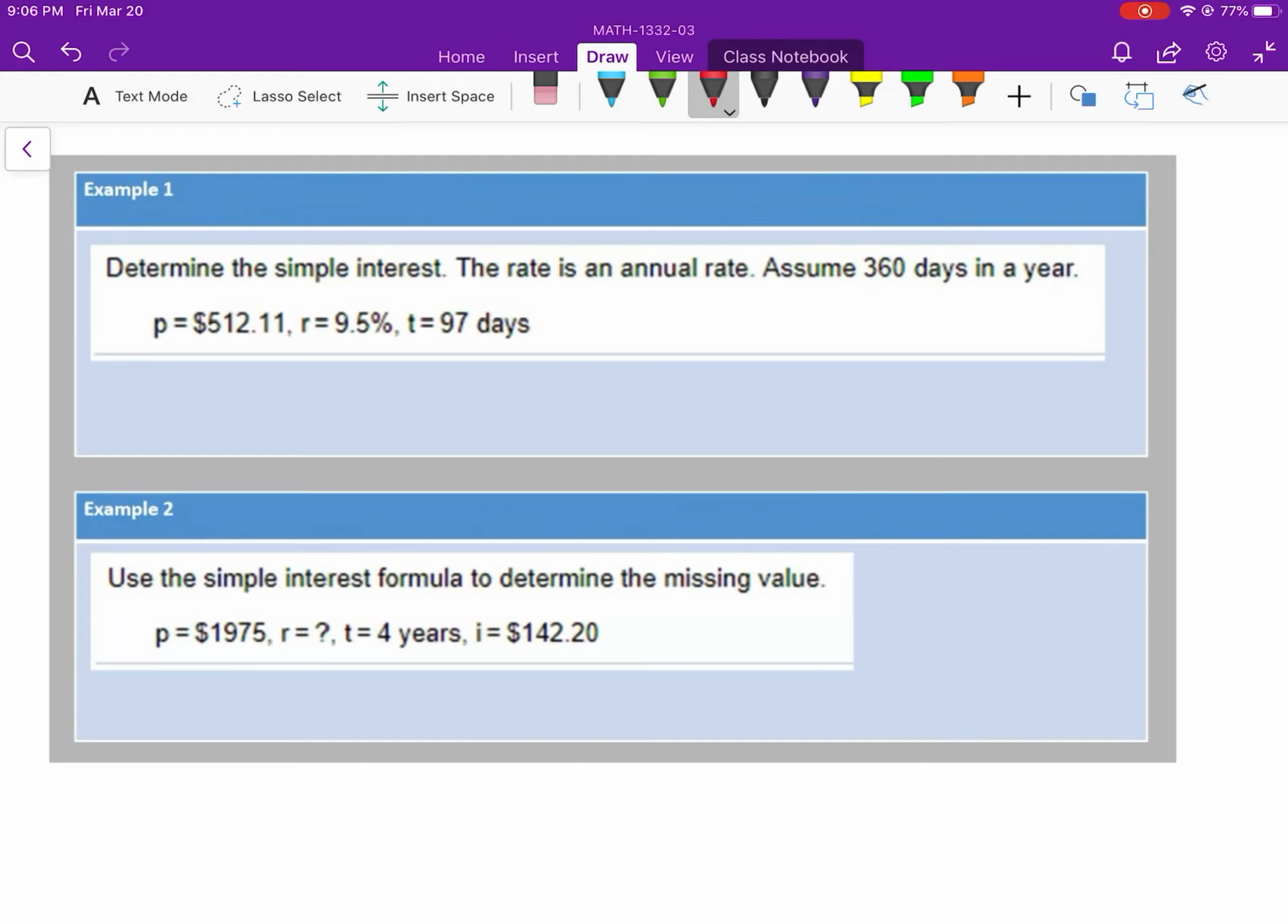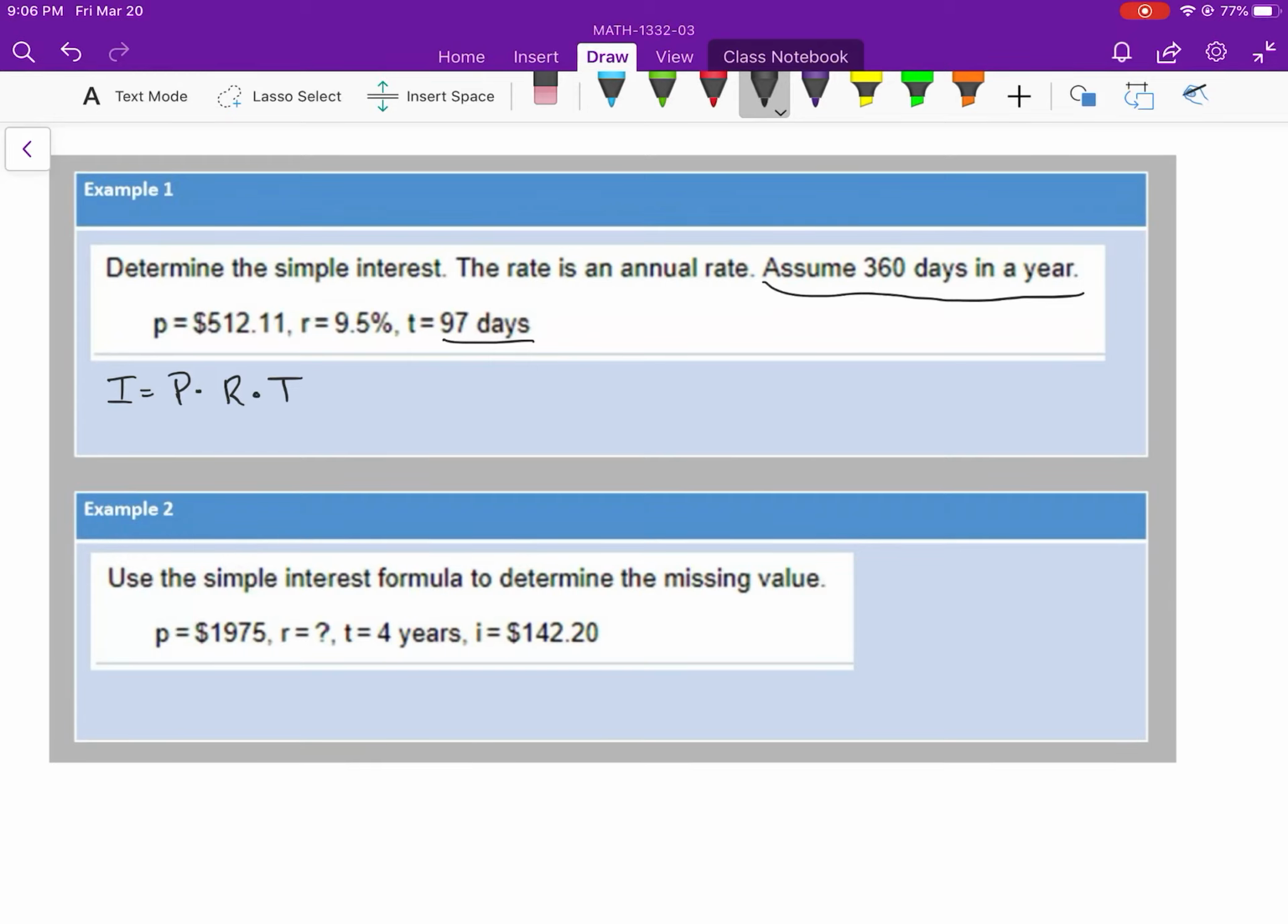Determine the simple interest, where the rate is an annual rate, and assume 360 days in a year. We are using that formula that we saw at the very beginning: interest equals P times R times T. Notice it tells us right here to assume there are 360 days in a year, because my time here is not in years, it happens to be in days.